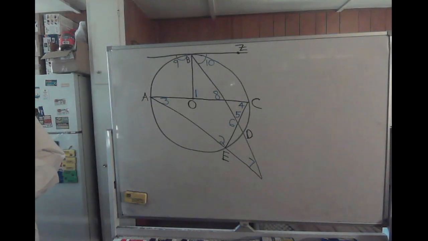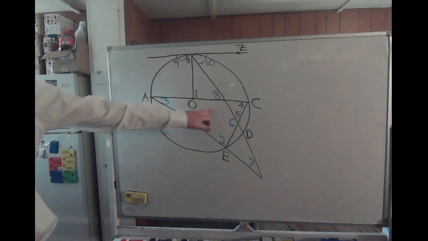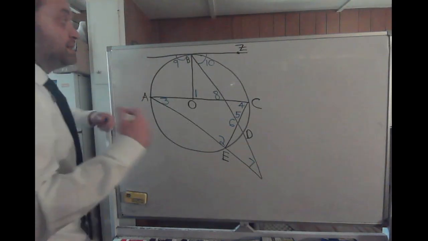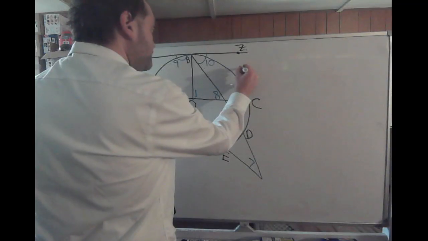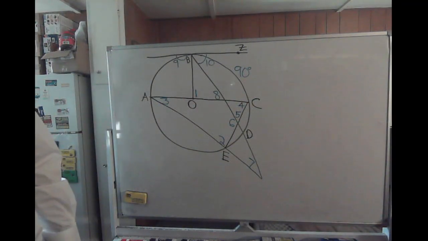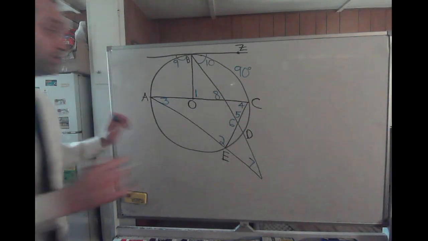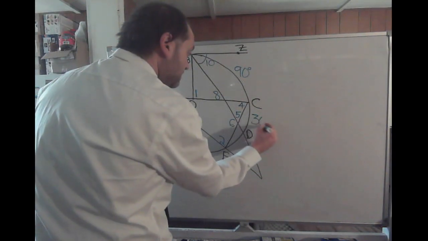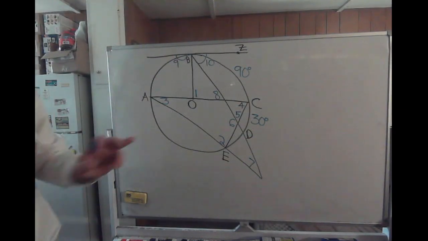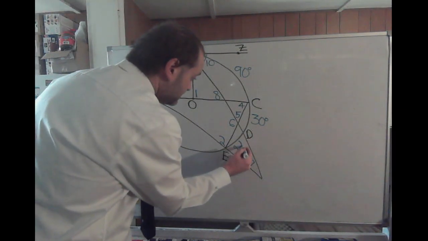What do they give us? They give us that AC is the diameter. The measure of arc BC is 90 degrees. They give us that, which is going to help here tremendously. The measure of CD is equal to 30 degrees. Then the measure of DE is equal to 20 degrees.